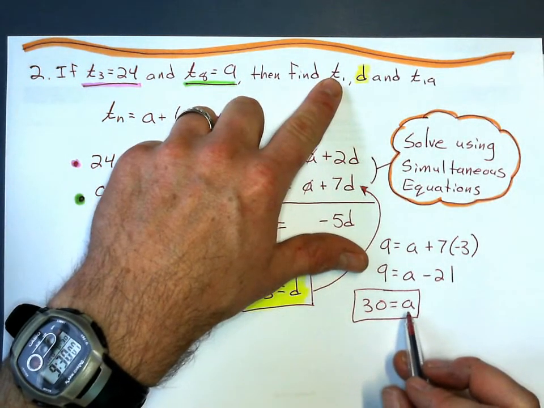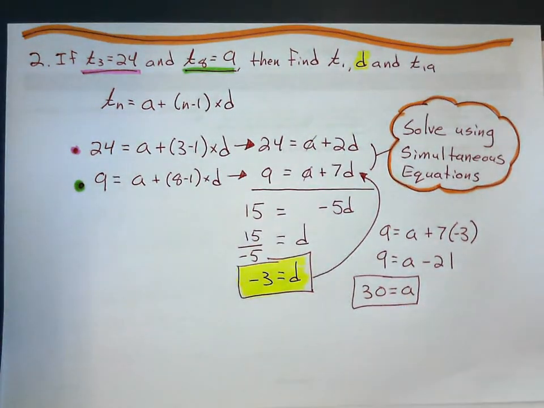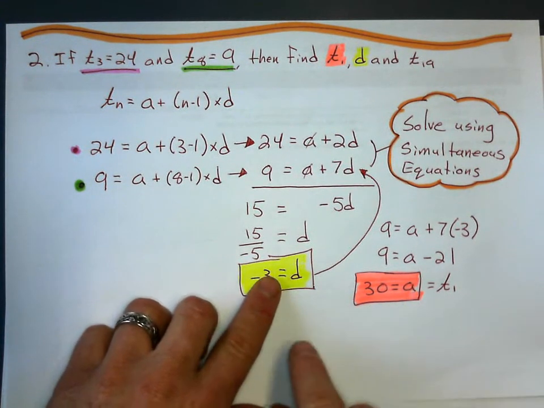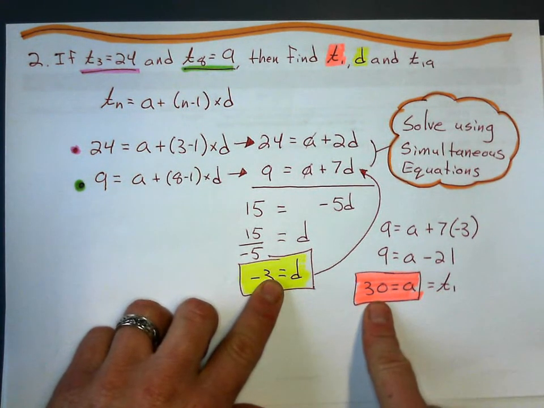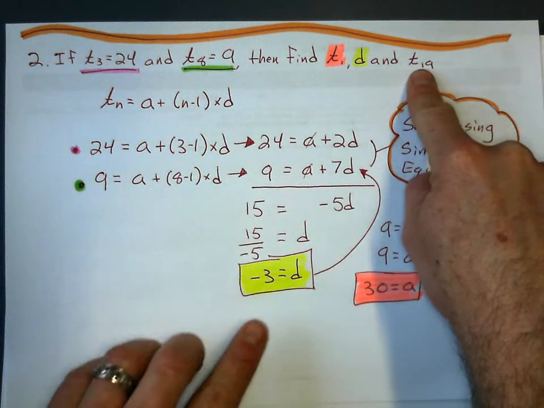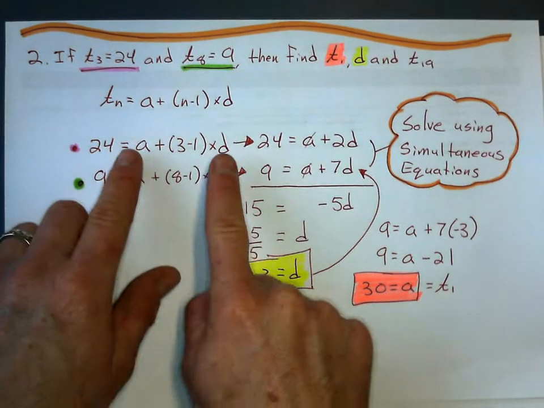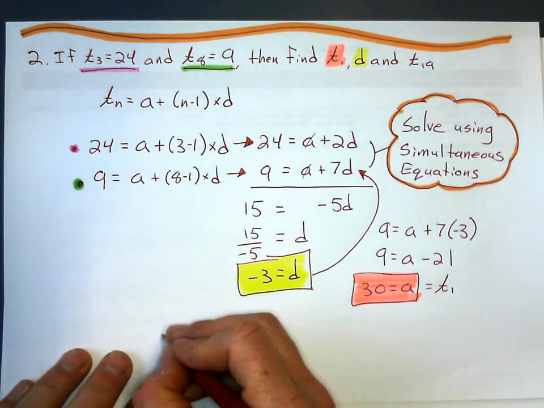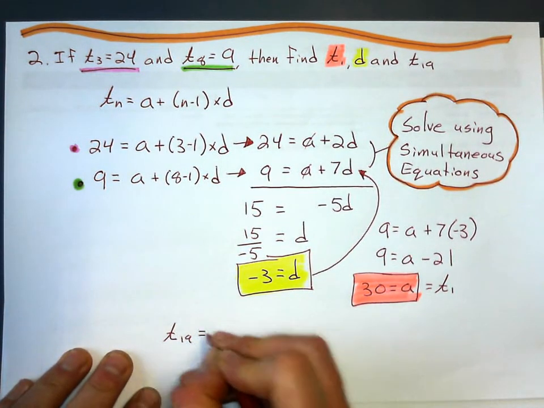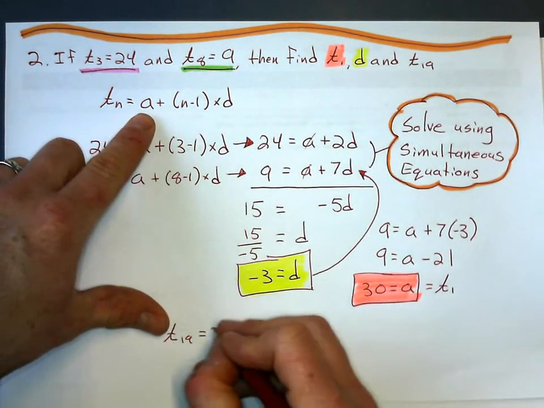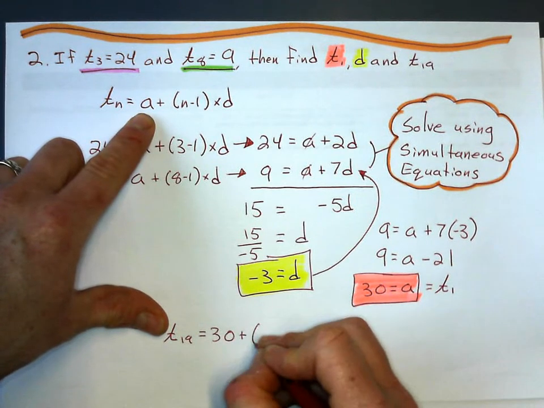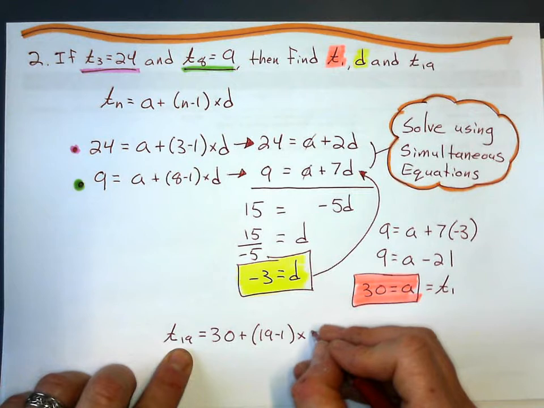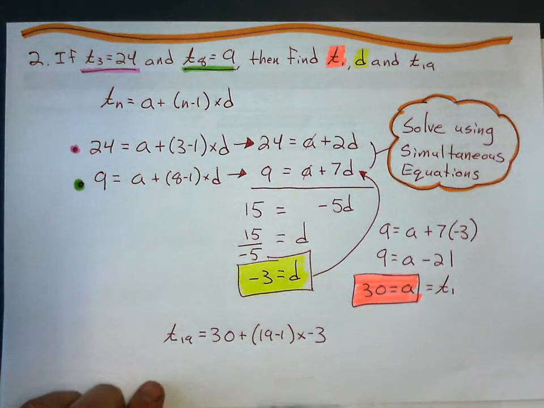Is a the same thing as t1? Yes, it is. Same thing. All right. Now, what's next? Well, I've got the common difference. I've got the first term, and I want to find the 19th term. Well, I've got everything I need to substitute it back into my equation. So the 19th term means that it's going to be the first term, 30, plus 19 minus 1 times the common difference of negative 3.